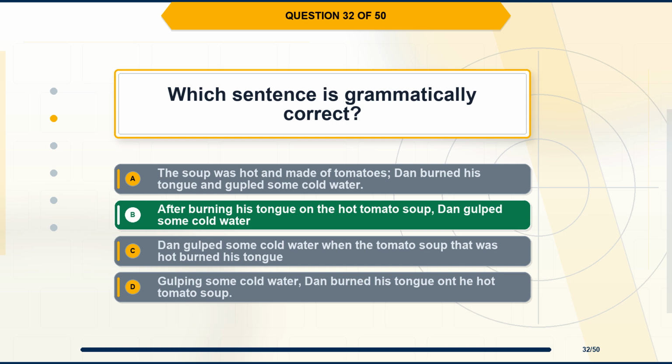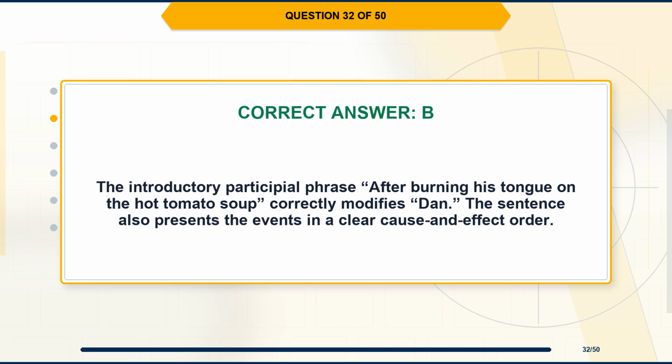The correct answer is option B. After burning his tongue on the hot tomato soup, Dan gulped some cold water. Explanation. The introductory participial phrase, after burning his tongue on the hot tomato soup, correctly modifies Dan. The sentence also presents the events in a clear cause and effect order.